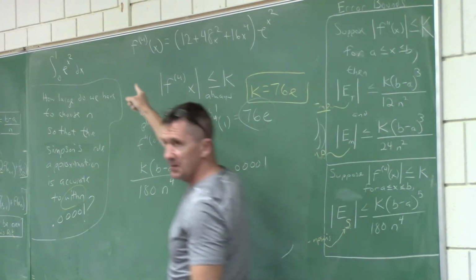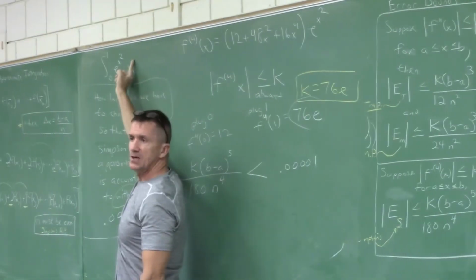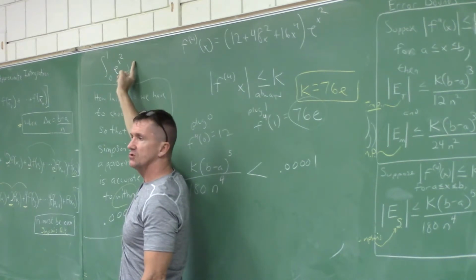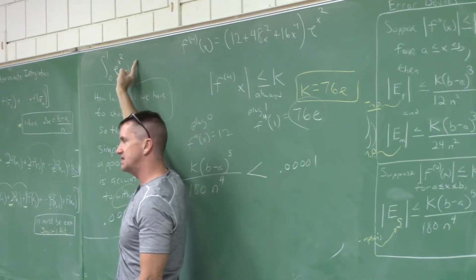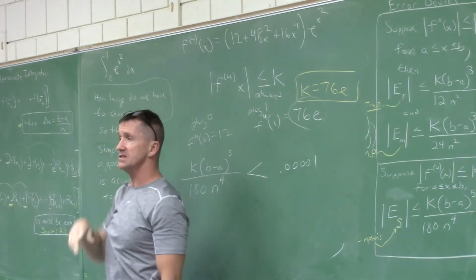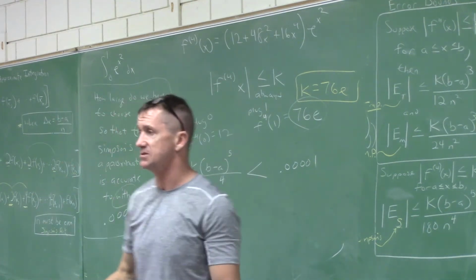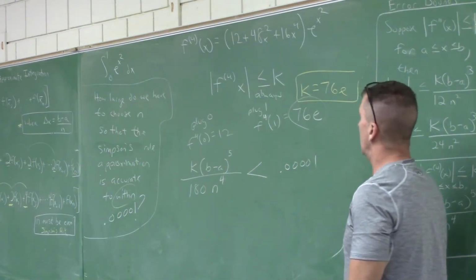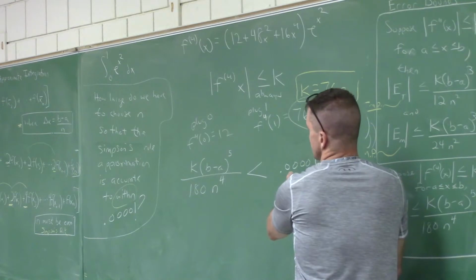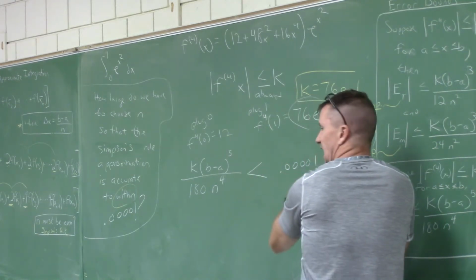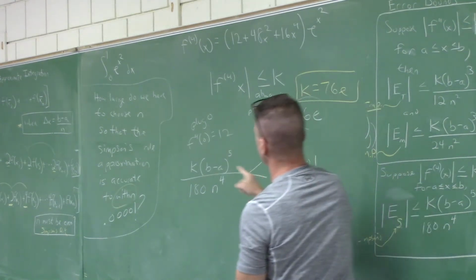So what I love about this problem: u-substitution doesn't work. Integration by parts does not work. Partial fractions doesn't work. Heck, trig substitution doesn't work. But now we know if we run a certain amount of iterations by Simpson's rule, we can estimate that to be accurate within this. All right, the k value is the what?